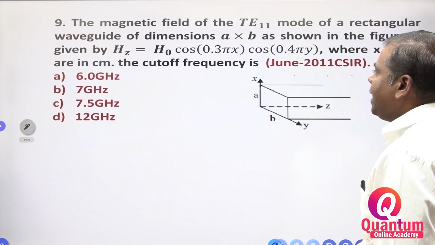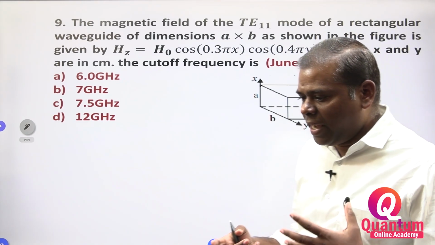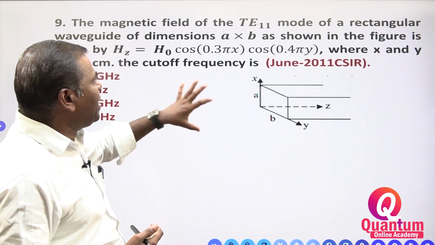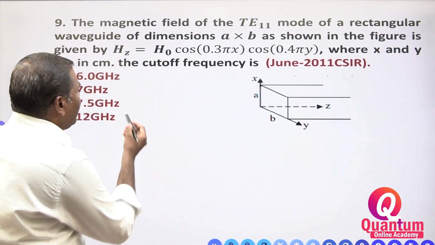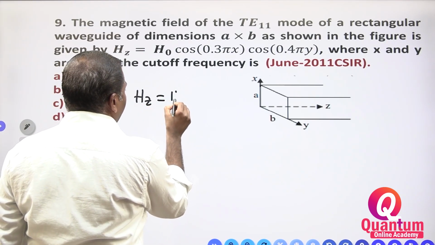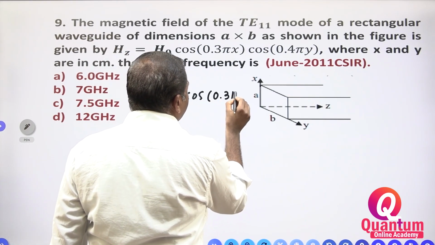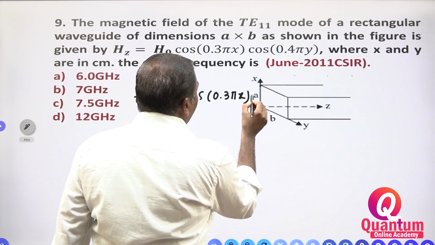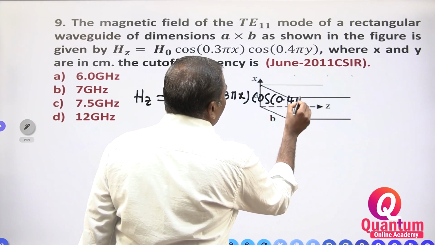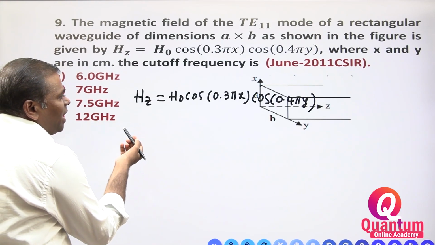Now we will see the 9th one. What is the 9th one you have to see? This question is on transmission lines under waveguides. This is very, very important. This question I made from the waveguides. The magnetic field is given as H0 into cos 0.35x into cos 0.45y. Now you have to compare with this.